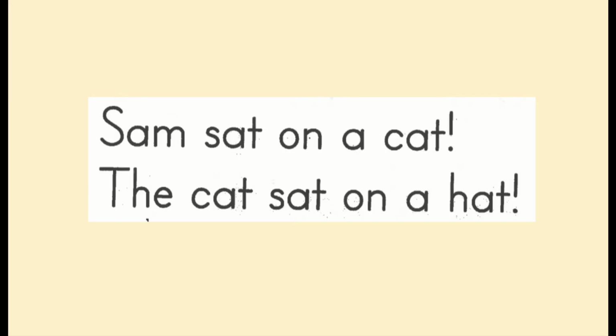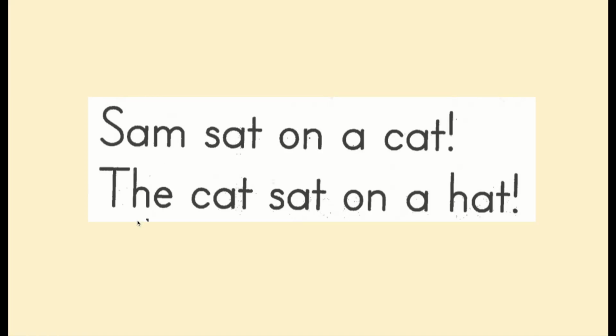All right, let's practice those together. Ready? Am, Sam, at, sat, Sam sat on, Sam sat on a, at, cat. Sam sat on a cat. Now, this is an excited sentence, so we need to read it like we're excited. Sam sat on a cat!